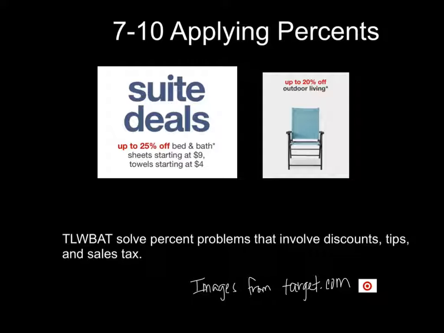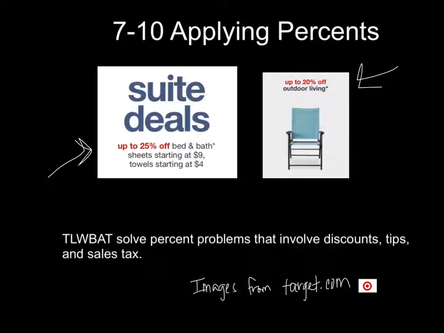Now today we're going to be talking more about, if I go to the store and there's a sale of 25% off, like the picture I found from Target, up to 25% off bed and bath, sheets starting at $9, towels starting at $4, up to 20% off of outdoor living. So it's really helpful to know how to find how much it's going to cost, especially if you're using a budget and you only have so much money. You need to know how much you're going to be spending. So this is a very helpful everyday type of lesson.